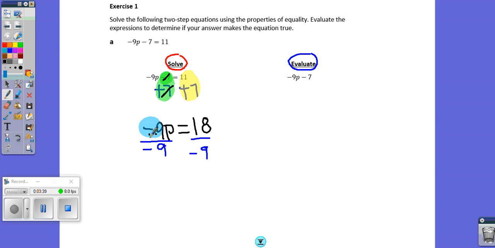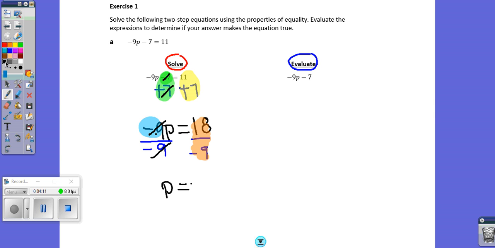-9 divided by -9, that's equal to 1. So you're left with technically 1 times p on the left side of your equal sign. 1 times p is just p. So again, we don't need to write the number 1. So p is on the left side, and then over here, let's highlight that in orange, we have 18 divided by -9. That I still need to calculate. 18 divided by -9 is equal to -2.